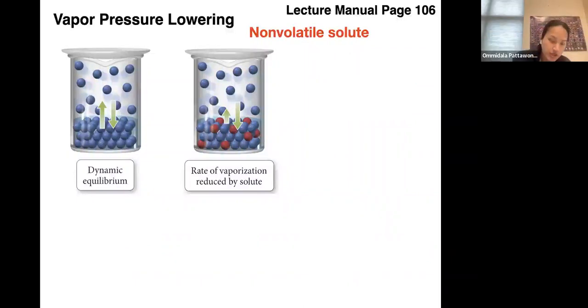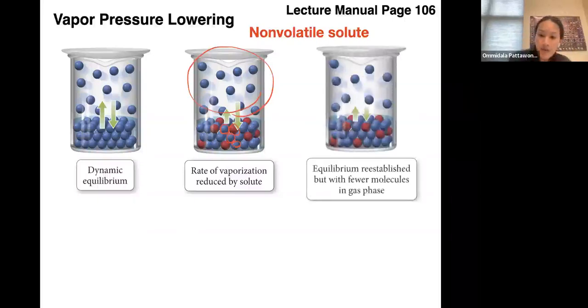When you have the vapor pressure of the pure solvent, and then you introduce the non-volatile solute, the non-volatile solute is going to interact with the solvent molecules in the liquid phase. As it interacts, it's going to prevent the liquid molecules of the pure solvent from vaporizing. So that means it's going to reduce the rate of vaporization of the solvent. Therefore, the molecules of the solvent above the liquid are going to be fewer. When the equilibrium is re-established, you are going to observe fewer molecules of the solvent in the gas phase. Therefore, it's going to result in lower pressure above the solution.